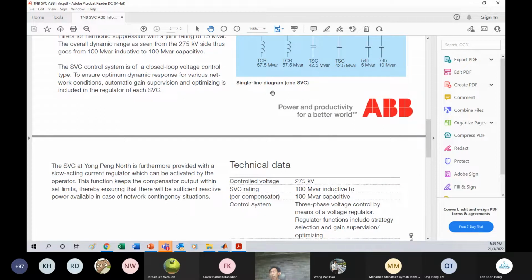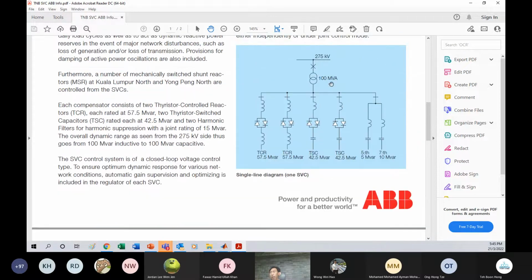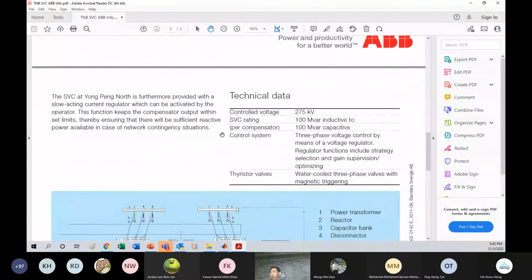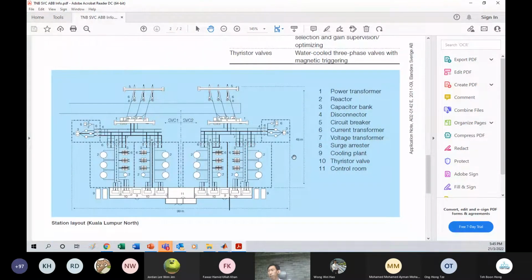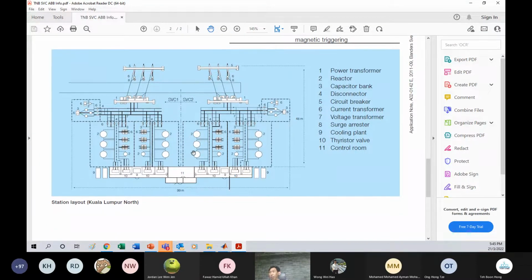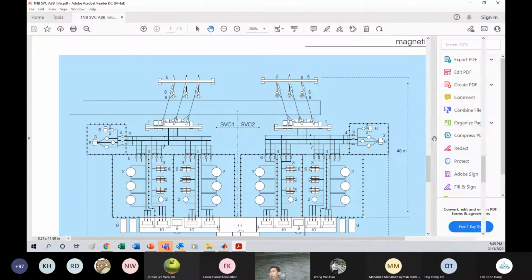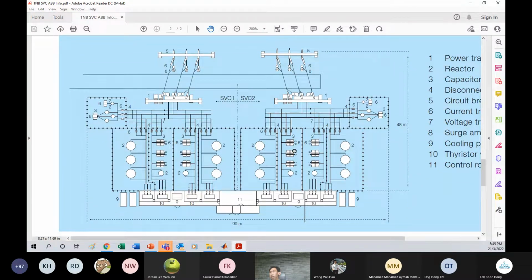So this is a single line diagram of one SVC. And these are the diagrams. That is looking from the top. Let's look from the top, the station layout. So you can see, if I zoom in here, there are two SVC. These are the transmission lines coming in. Now you can see there are 1, 2, 3.